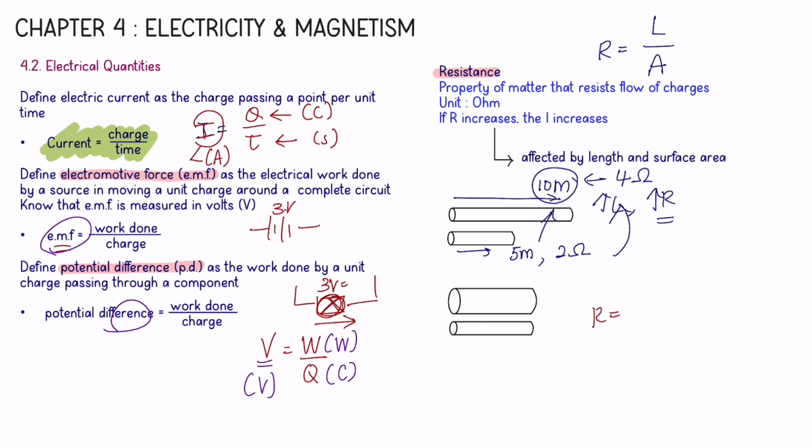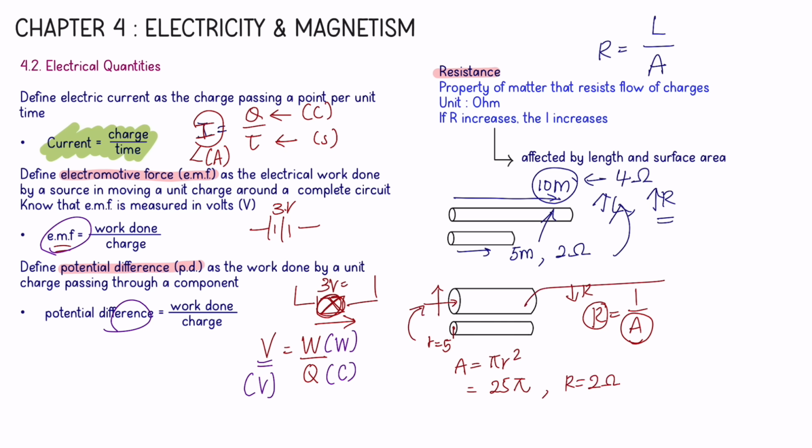However, resistance on the other hand is inversely proportional to the cross-sectional area. The bigger the cross-sectional area, the lower the resistance. Let's say this wire has a radius of 5 centimeters, then the cross-sectional area would be 25 pi. And if they mention that the resistance is 2 ohms, let's see how it affects the resistance if the wire was double sized, meaning the radius will now be 10 and the cross-sectional area becomes 100 pi instead.